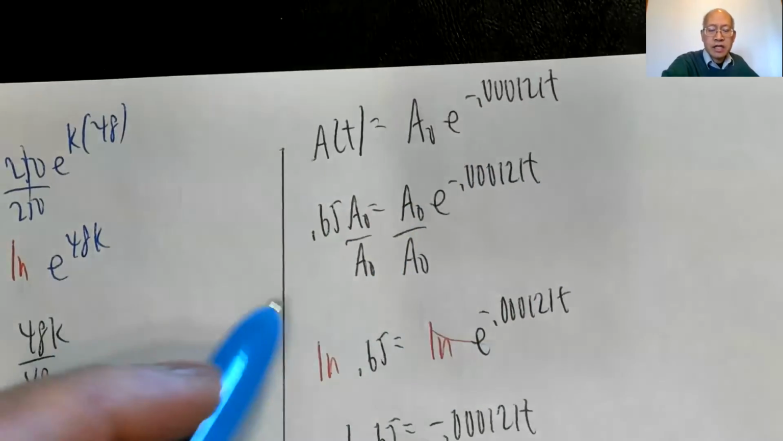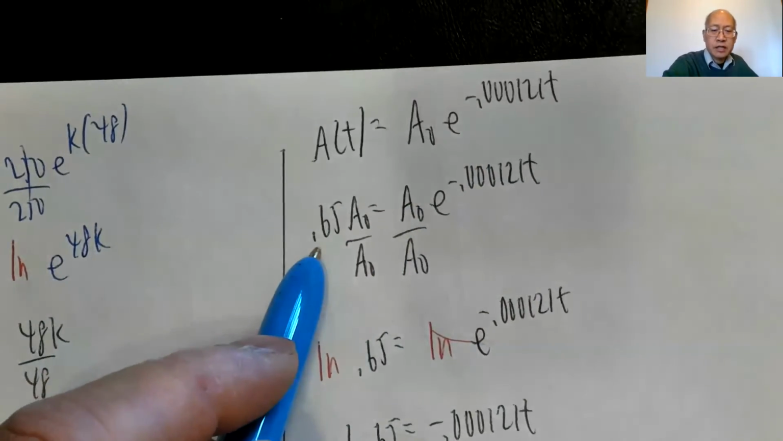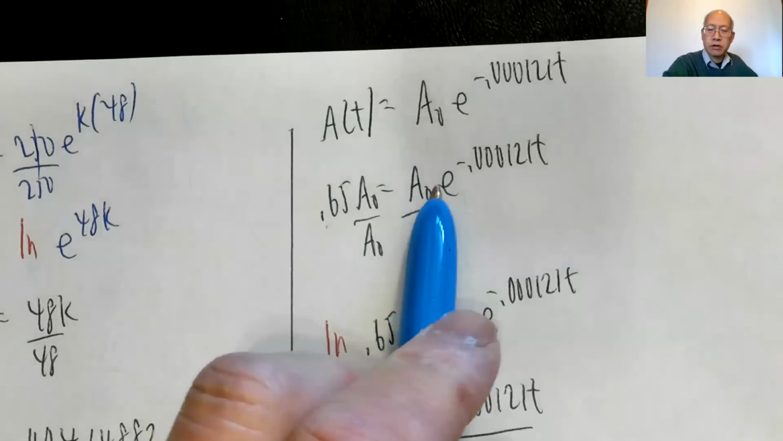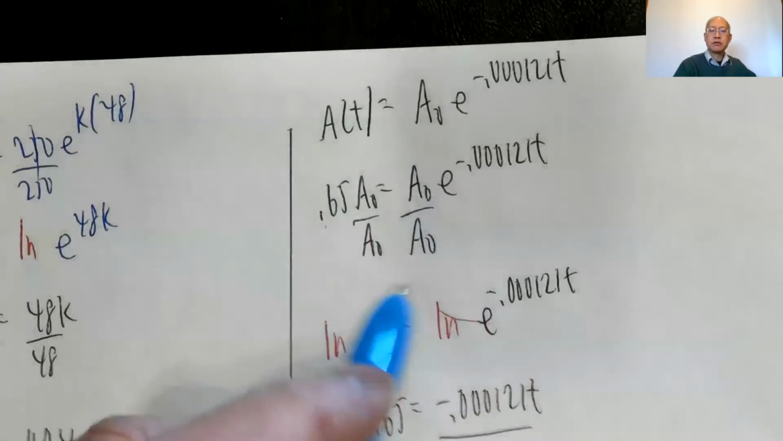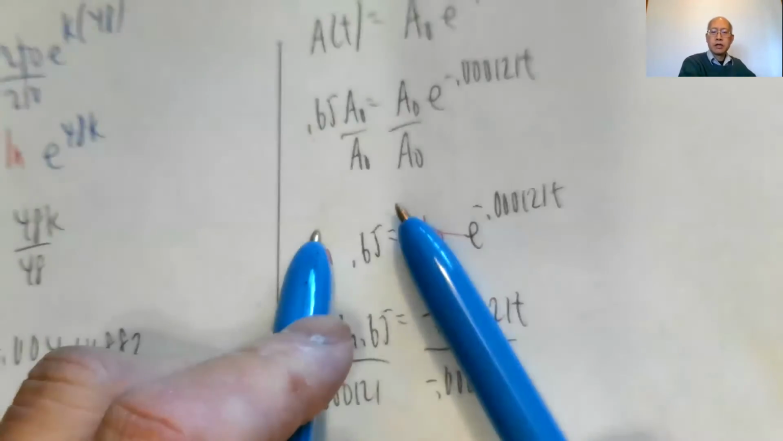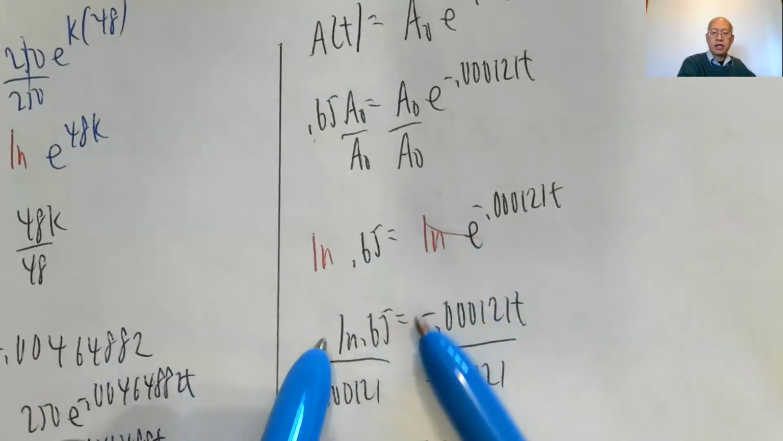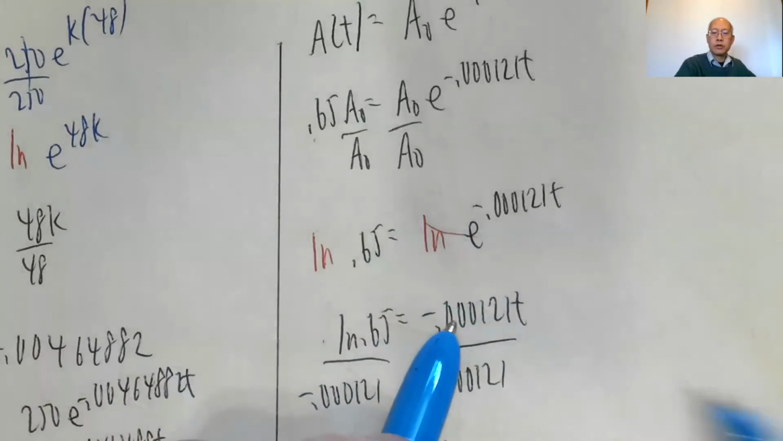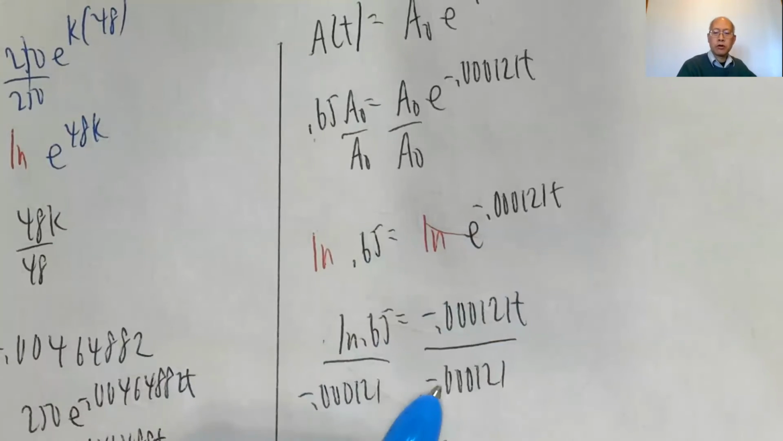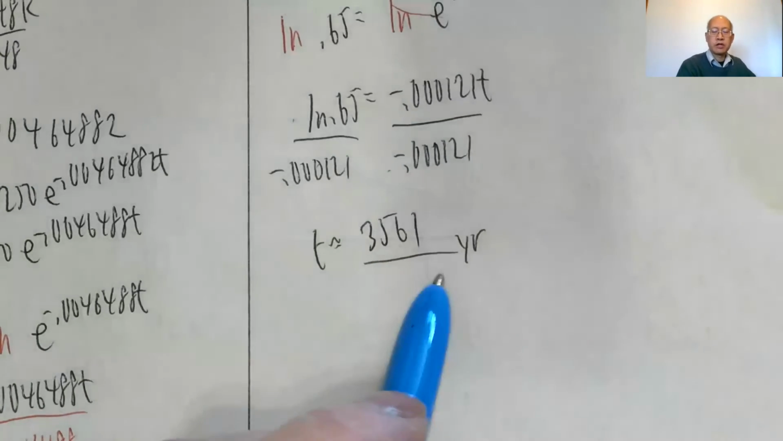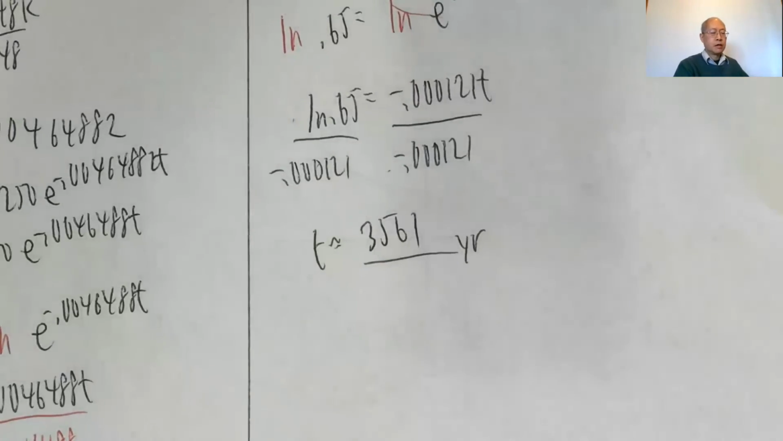Okay. Now they're asking for 65%. When would we have 65% of the original material? So 0.65 A0 goes here, equals A0 e to the kt, divided by A0. They're all gone. Take the natural log of both sides, ln e cancels out. ln 0.65 is negative 0.000121t, divide by negative 0.000121, punch it in the machine. So t is about 3561 years. Okay. All right, so that was section 4.6.